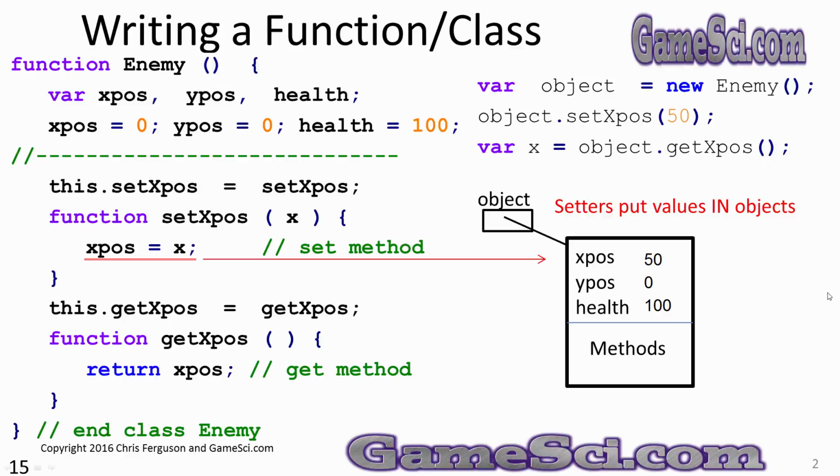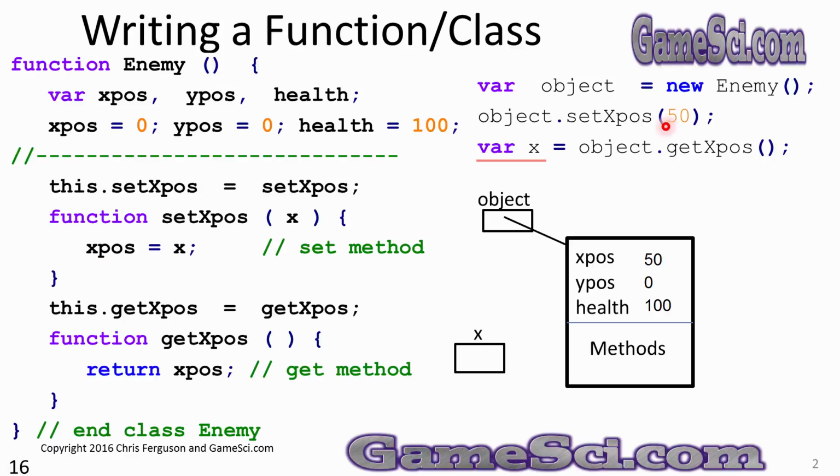Whenever I want to put a new value into one of the object's variables, exposition, y position, health, I should run a set method. Now I didn't have room to show you all the different set methods, but there could be a set y position and a set health, and every time I want to install a new value into an object variable, I should call what's called a setter method. Setter methods put values into objects. This one wanted to put 50 into the object, and you can see a 50 showed up here in exposition. That's what setters do. They put new values into the object's variables.